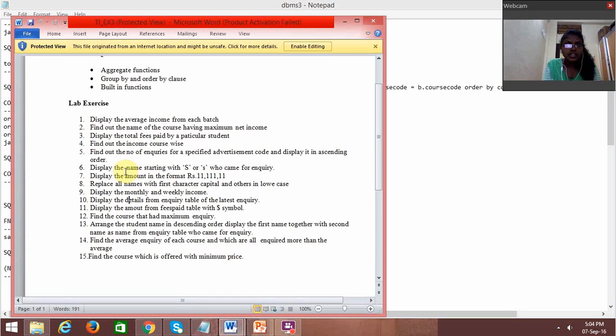Next what we have is display the name starting with S who came for inquiry.